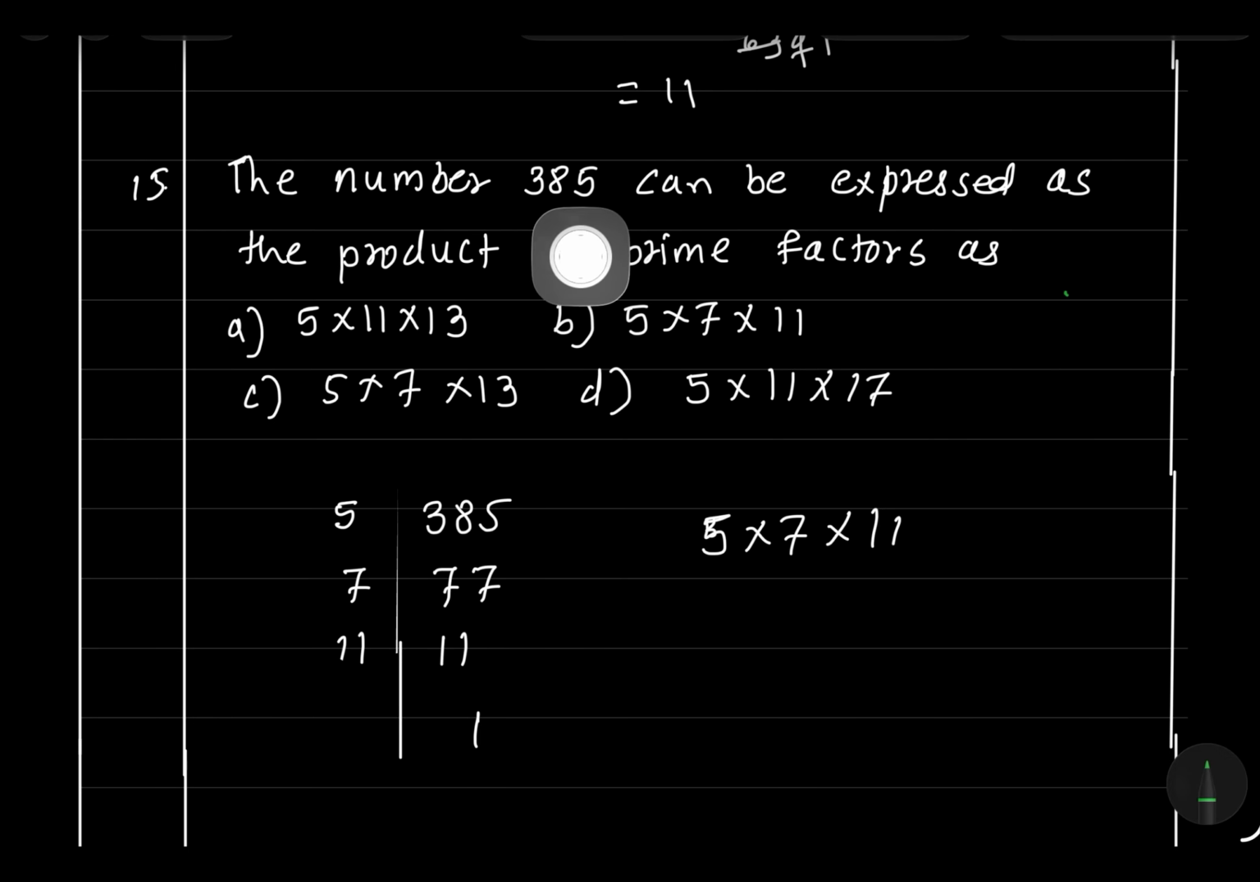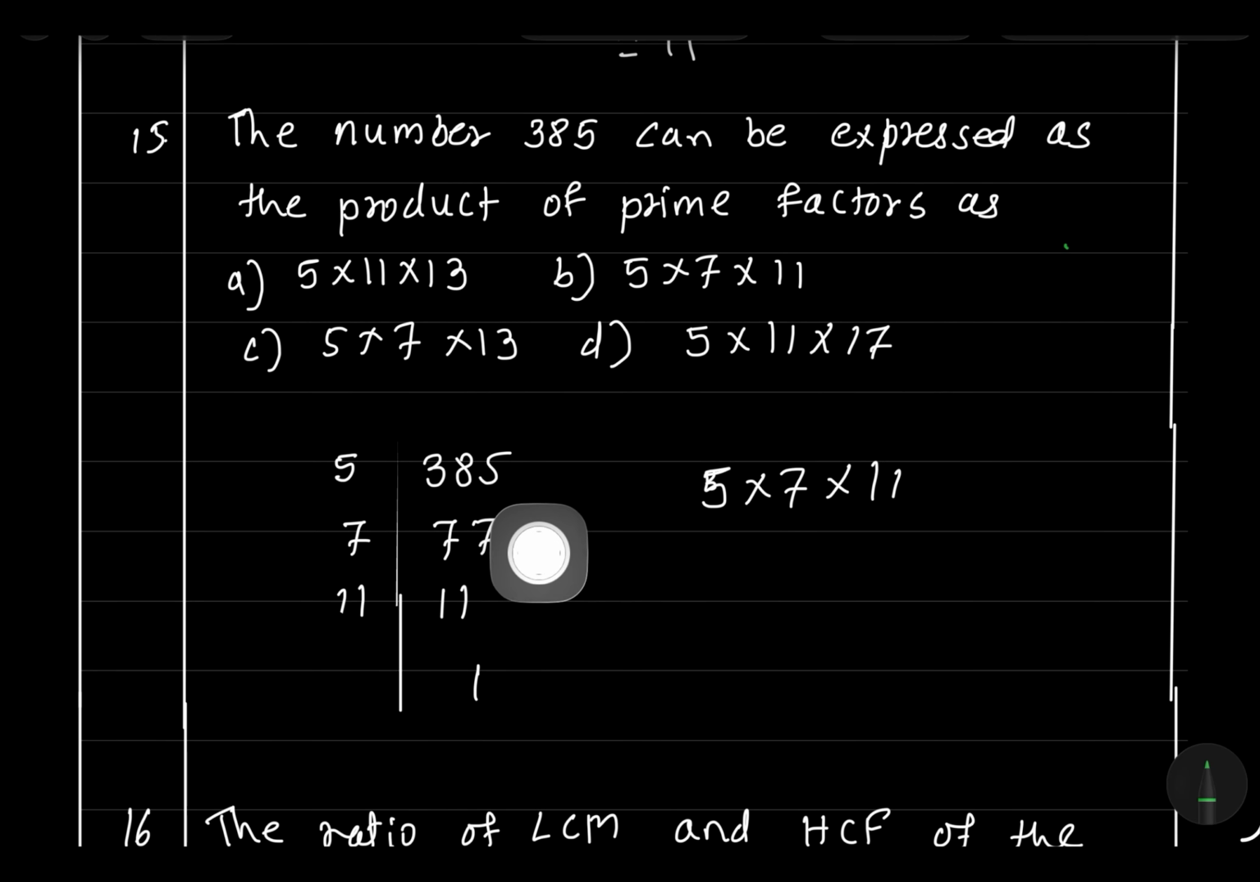Very simple. Divide 385. See, this 385 has 5 at the unit place, so it is not divisible by 2. Try for 3: 3 plus 8 is 11, 11 plus 5 is 16, and 16 is not divisible by 3, so the whole number is not divisible by 3. Since the unit place is 5, it is divisible by 5.